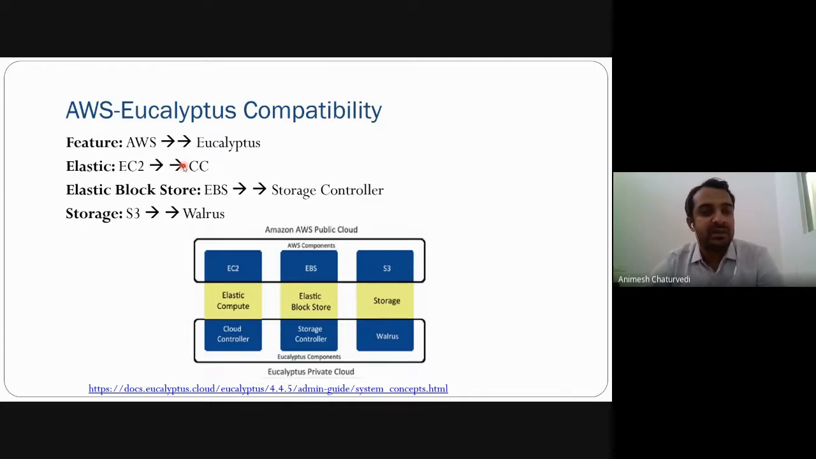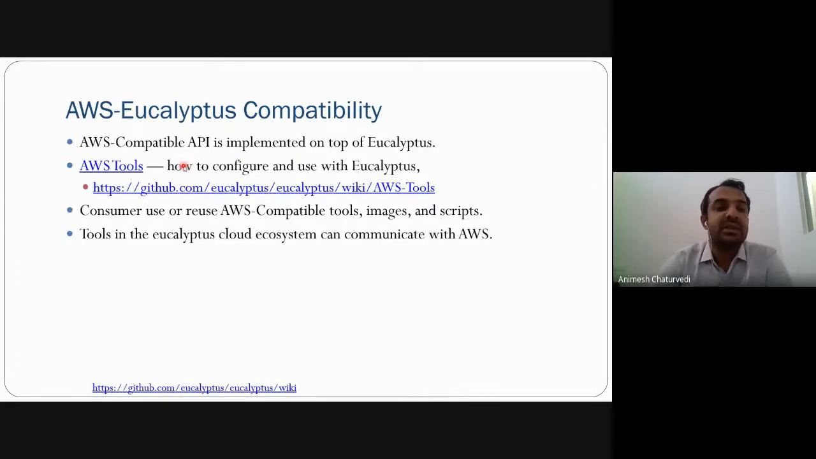Then EBS, Elastic Block Storage, communicates with the storage controller. So EC2 communicates with the cluster controller, and EBS communicates with the storage controller. Then storage S3 communicates with Walrus in Eucalyptus. Eucalyptus has Walrus and the Amazon component has S3, so there's an API that lets them communicate with each other.